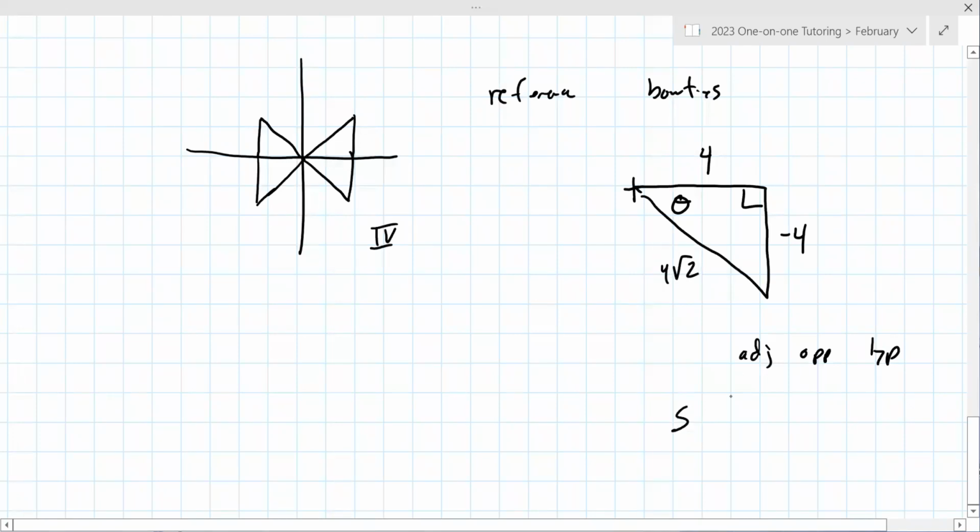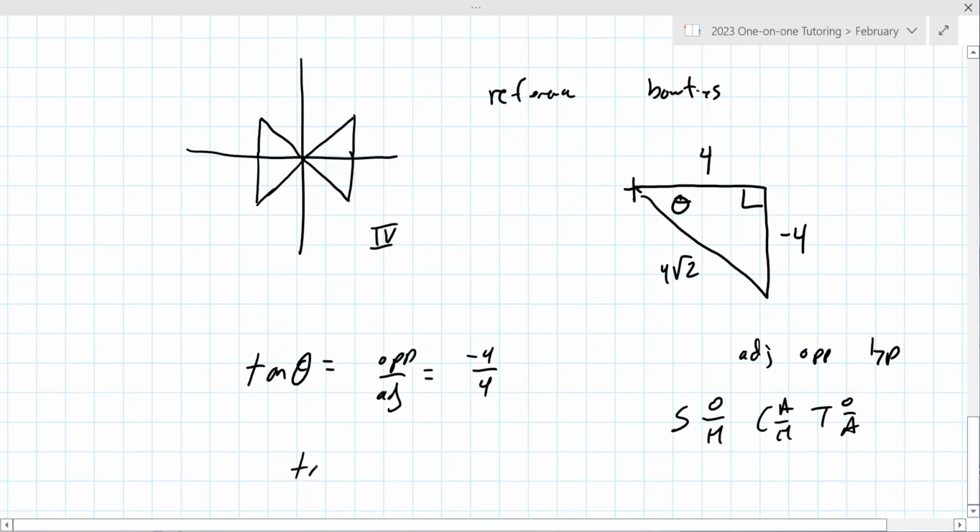Now you've got to decide between sine, cosine, and tangent. You could actually use any of them here because you know all 3 sides. But if you only knew the adjacent and the opposite, you'd want to use tangent. That's how I would tell you to do it. Tangent theta equals opposite over adjacent, which is -4/4. So tangent theta equals -4/4.